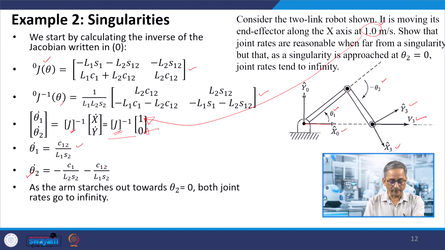From these values also I see what happens if theta 2 becomes 0: theta 1 dot is going to be infinite. So both joint rates go to infinity at the singular configuration.